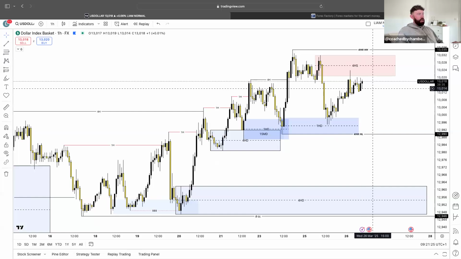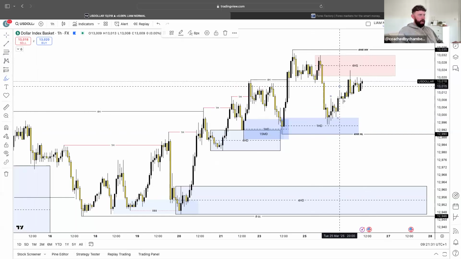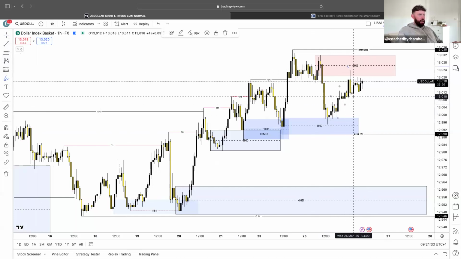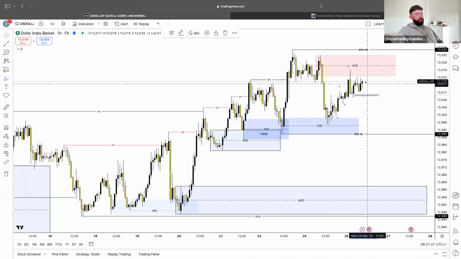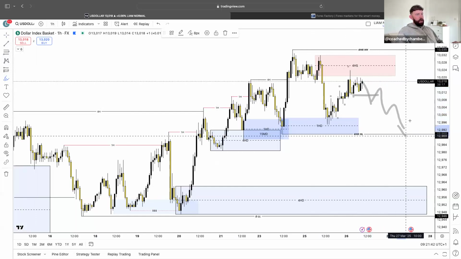Perfect reactions so far. Unless, if you look at the 1 hour, let's just focus on the 1 hour. You can see higher high, higher low, higher high, higher low, higher high, higher low, and then we fail to create one. So if we break this low, then of course I'd be expecting the bearishness to potentially come into the markets. So that is my main thought.